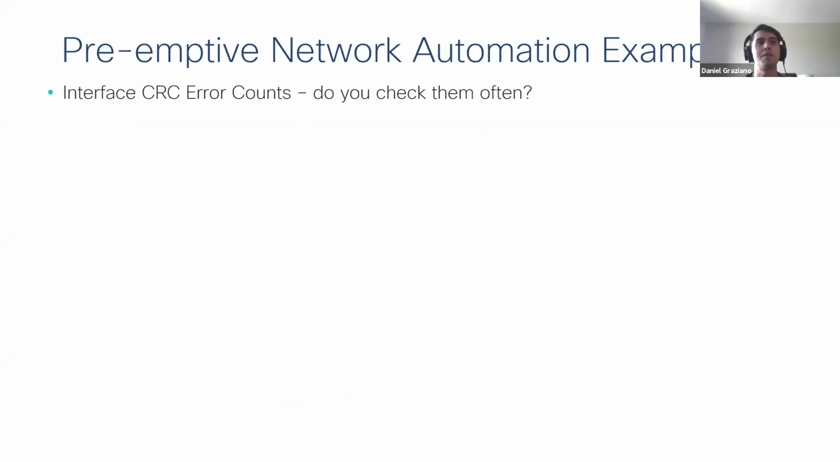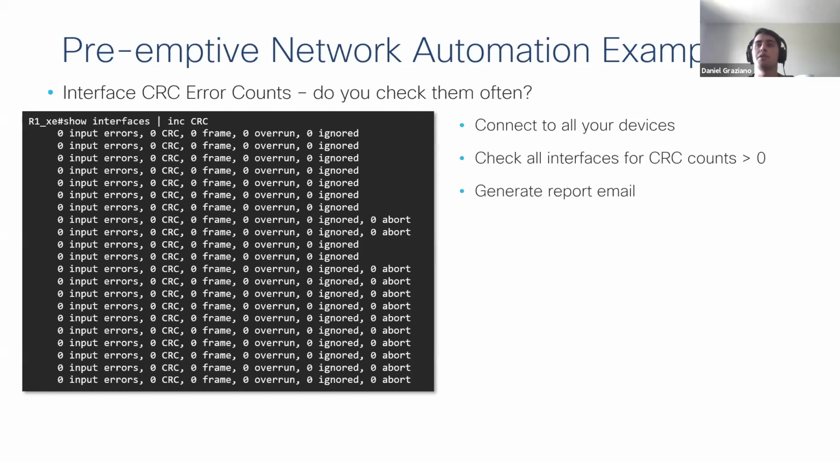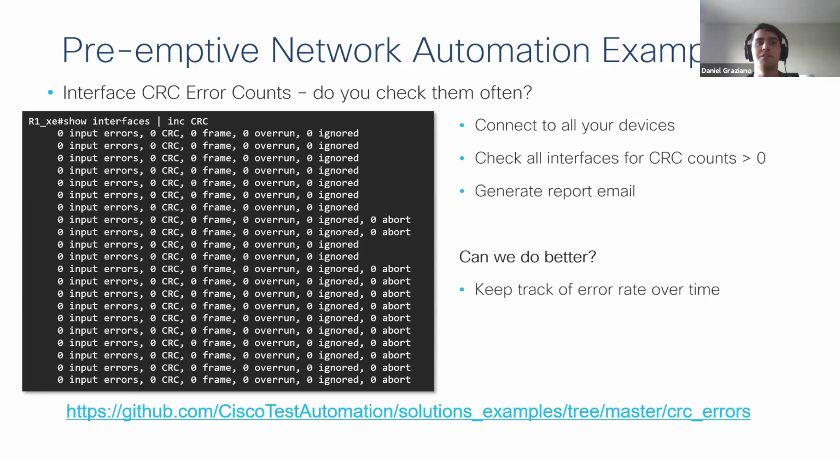Another usage is preemptive network automation. Interface CRC error counts. Do you check them often? This is a show output of interface CRC error counts. And we have a script that we can use to check these for you. The script will connect to all your devices, check all the interfaces for CRC error counts greater than 0, generate a report email, and send it out to you. Can we do even better than that? Yes, we can. We can keep track of the error rate over time, because if the error rate's starting to increase, maybe you have an Ethernet cable that's going bad. And this is available free to use, open source at github.com/CiscoTestAutomation.